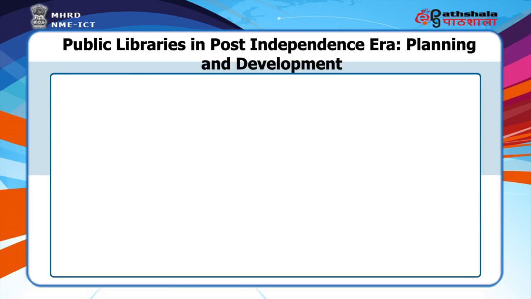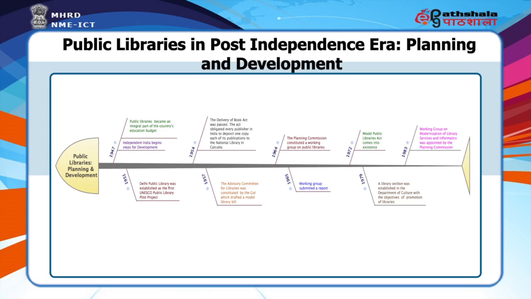Public libraries in post-independence era, planning and development. India's independence in 1947 was a major development for the country and laid the beginning of enactment of new policies in all areas. Both central and the state governments took a number of steps forward for the development of the nation from the point of education and considered library as an essential part of it. Public libraries became an integral part of the country's educational budget.